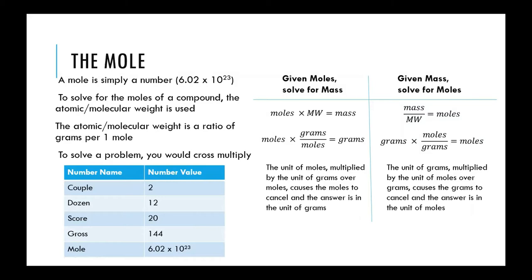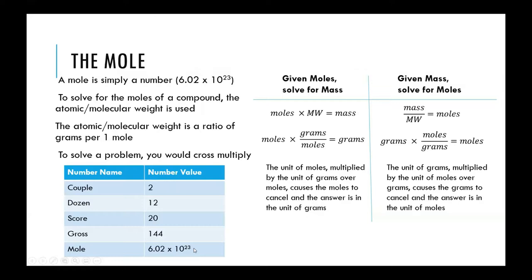If you look at a reaction and they say one mole of something reacts, that is an indication that it's one mole of atoms or one mole of molecules, meaning 6.02 times 10 to the 23rd molecules would react.